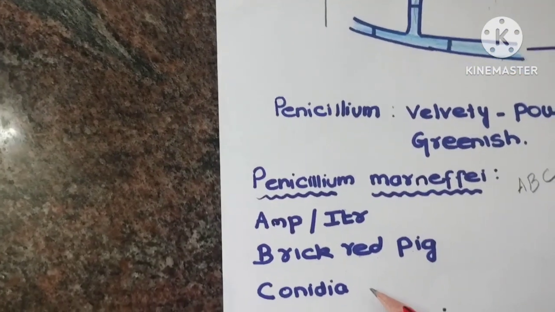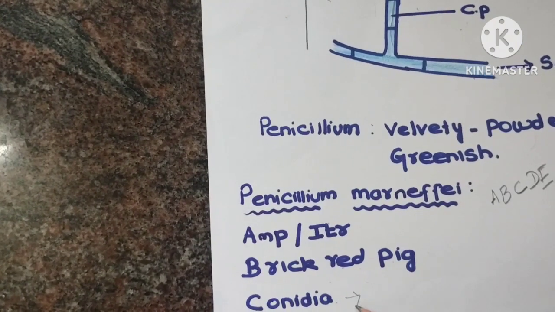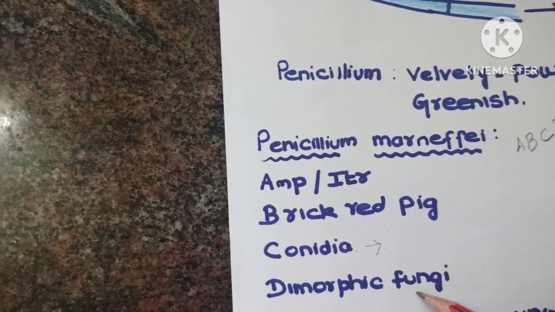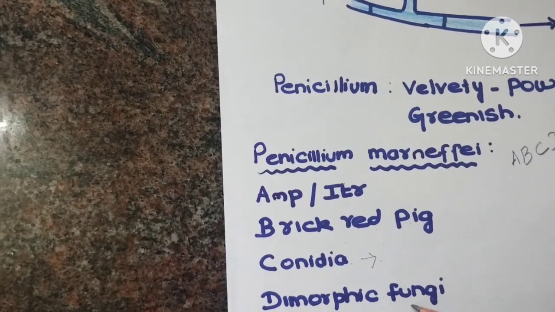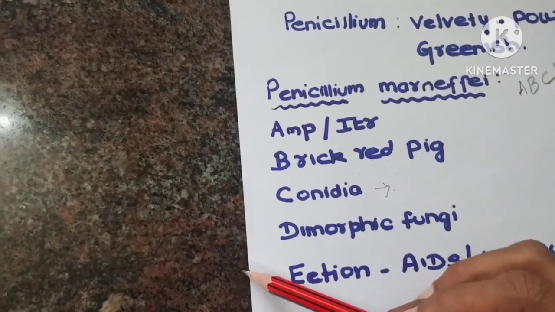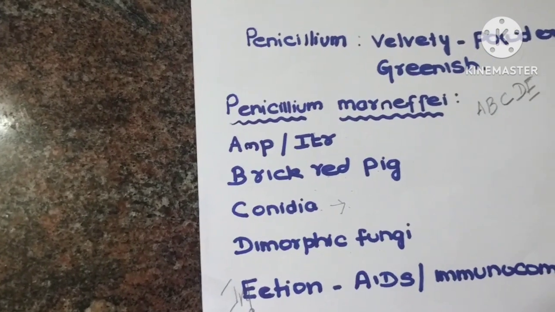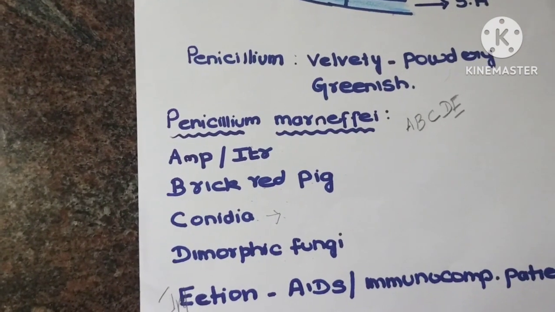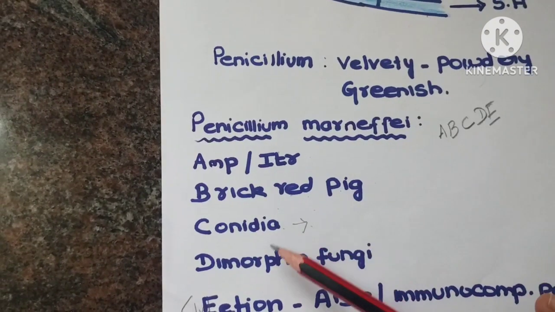C is for conidia. The route of infection is inhalation of the conidia. And D is for dimorphic fungus, that is, yeast growth at 37 degrees Celsius and mold at 25 degrees Celsius. And E is for infection. You can remember it like infection. It is the most common cause of infection in AIDS and immunocompromised patients. That's all. So you just remember A, B, C, D and E.